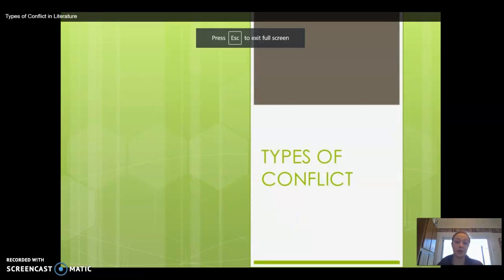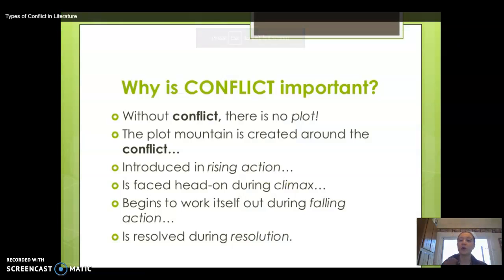So, types of conflict. First off, why is conflict important? Without conflict, there is no plot. If there's any movie that you have ever seen, every single bit of it has some sort of conflict, because without conflict, there's no story to tell. The plot mountain is created around the conflict.